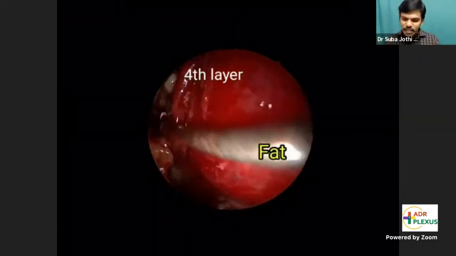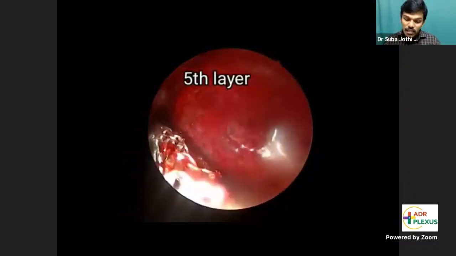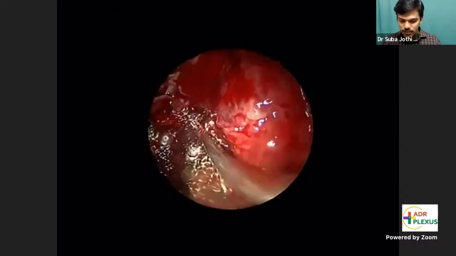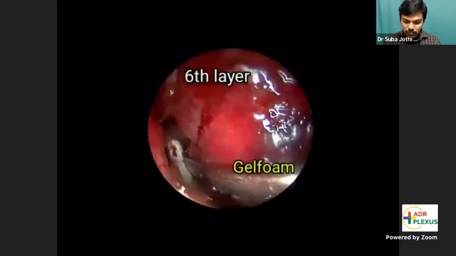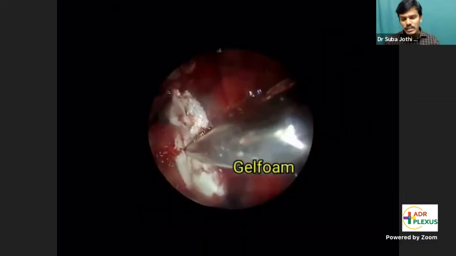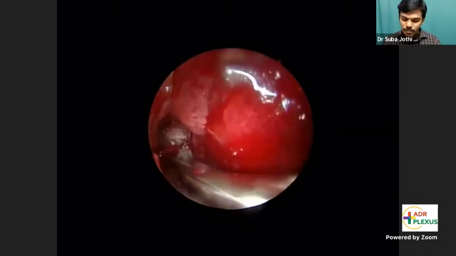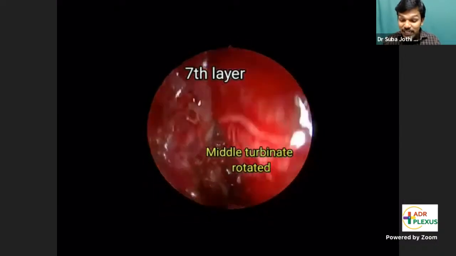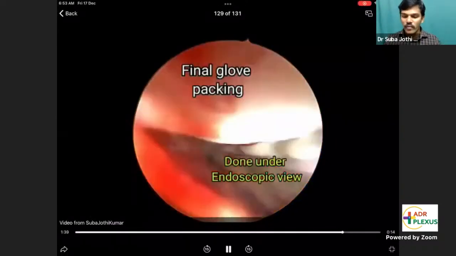Fourth layer, again we are keeping some bit of fat. This fat can be taken from the abdomen or from the thighs, from where we are harvesting the fascia lata. Fifth layer is again a surgicel layer. Then finally, sixth layer, we are keeping a gel foam. Gel foam is a commonly used synthetic material. It will stop the bleeding and it will again form a layer. Seventh layer, the middle turbinate is rotated superiorly to fill the defect. This is how final packing is done.